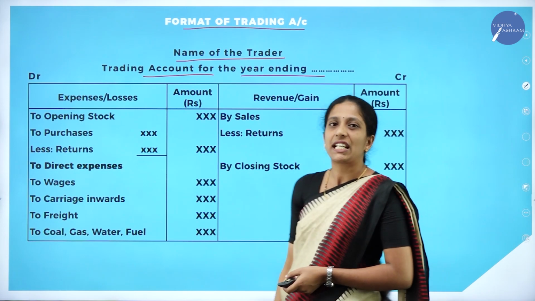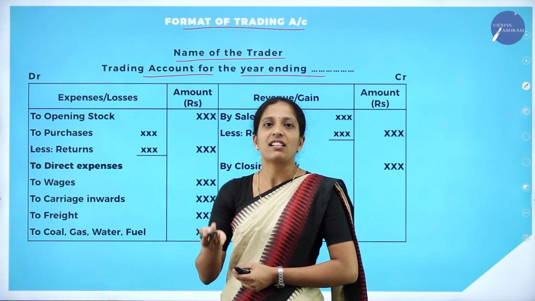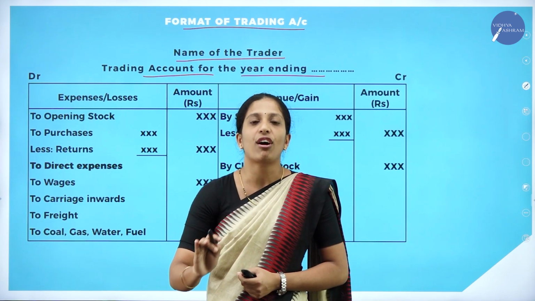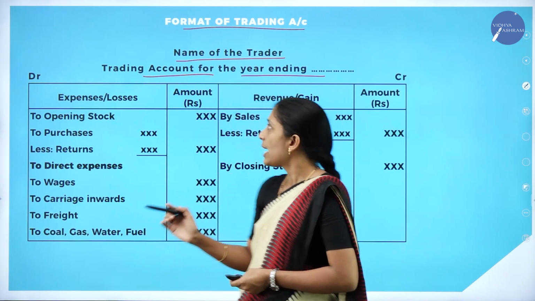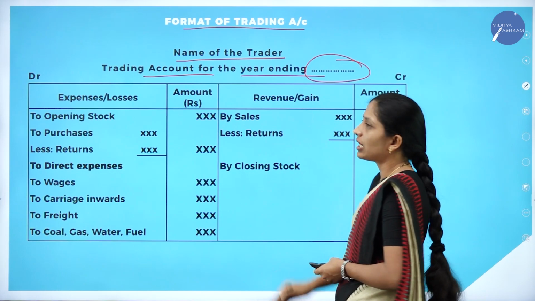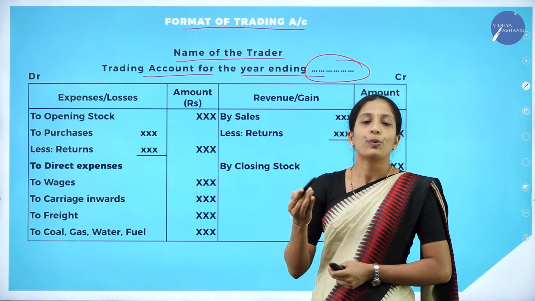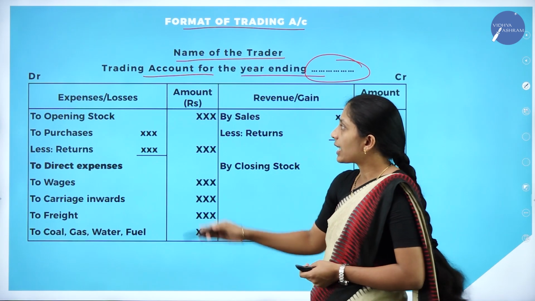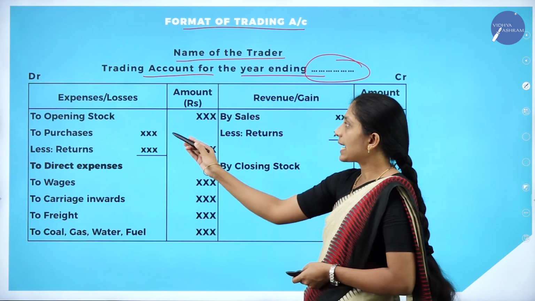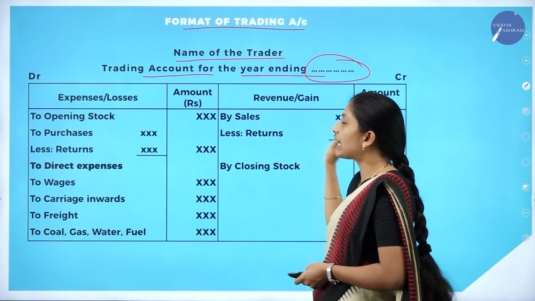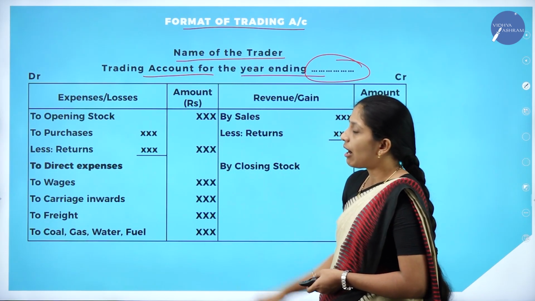You don't have a date column because normally these financial statements are prepared at the end of the financial year. So no need of date column. It is understood that anyhow you are going to mention that year ending in the heading itself, so you will not have a date column. Okay, so your columns required are expenses or losses, amount, revenue or gain, amount, or income or gain, amount. Now how do you start?